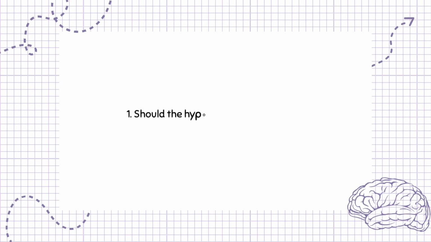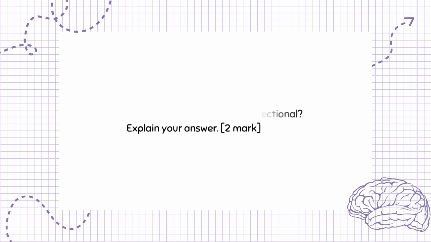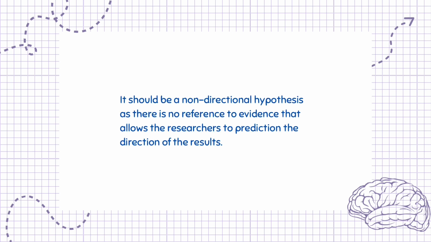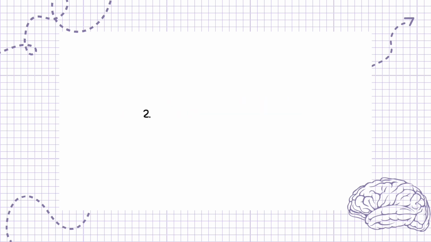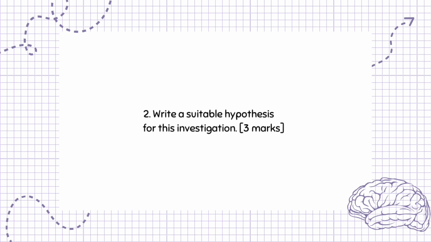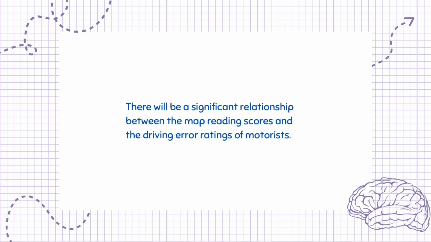Question 1. Should the hypothesis be directional? Explain your answer. 2 marks. It should be a non-directional hypothesis as there is no reference to evidence that allows the researchers to predict the direction of the results. Question 2. Write a suitable hypothesis for this investigation. 3 marks. There will be a significant relationship between the map reading scores and the driving error ratings of motorists.